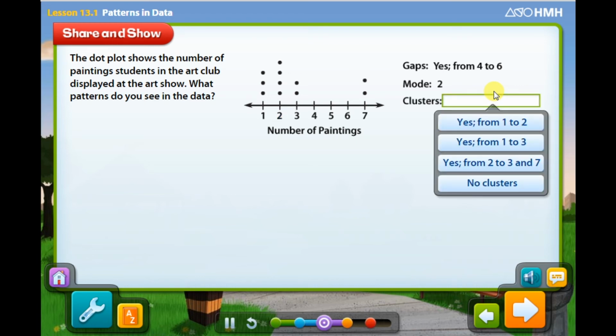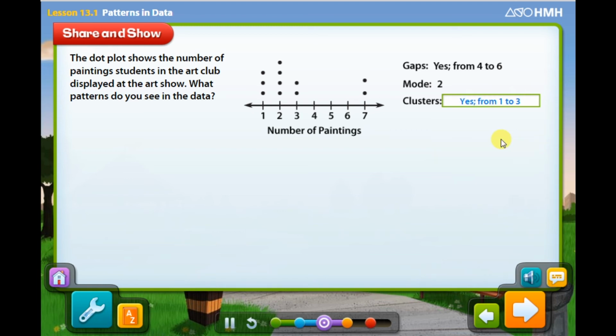Next, look for clusters. Are there any clusters in the data? Clusters are the group of numbers or group of intervals that contain data. So we have a cluster between 1, 2, 3. But can I consider 7 as a cluster? 7 is just one number. It's not a group of numbers or group of intervals. So I can't consider 7 as a cluster. Only 1 to 3 is a cluster because it's a group of numbers. So yes, from 1 to 3 we have a cluster. That's correct. There is a cluster from 1 to 3. Notice that there are no data values near 7, so 7 doesn't count as a cluster.